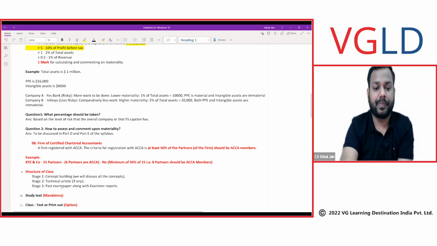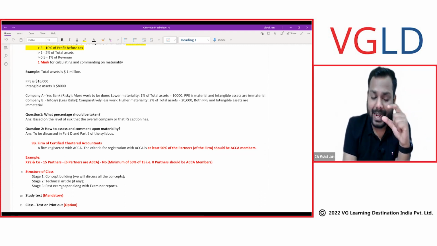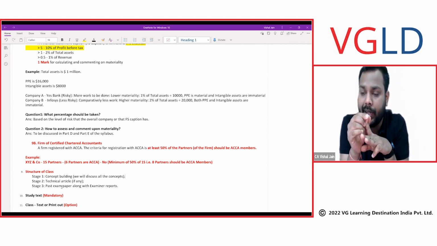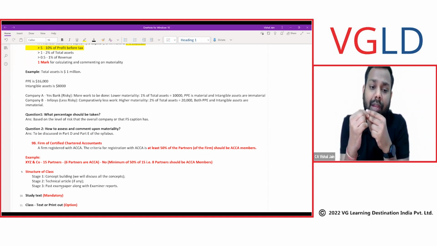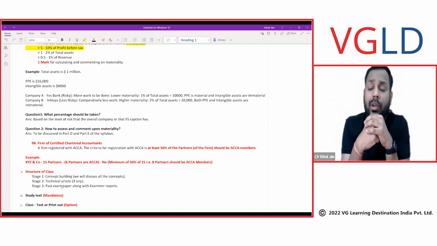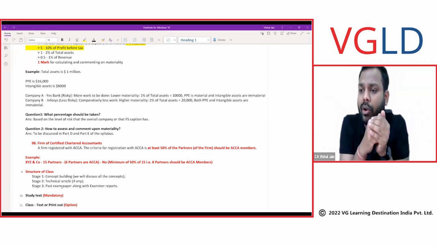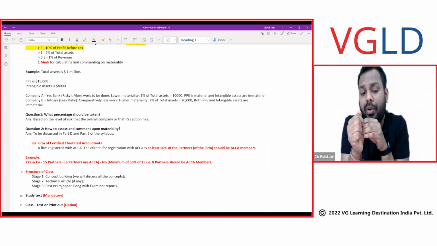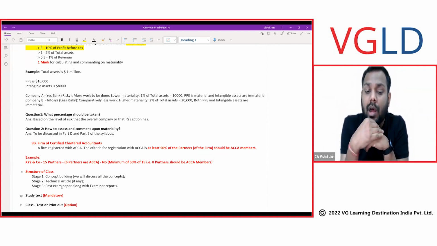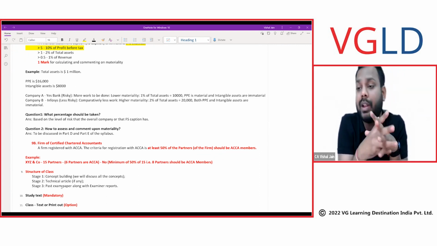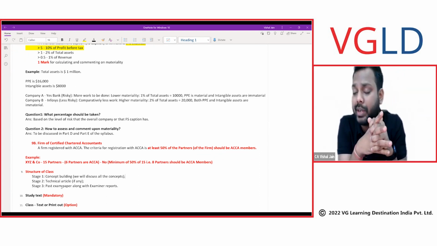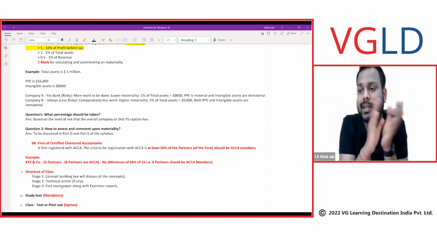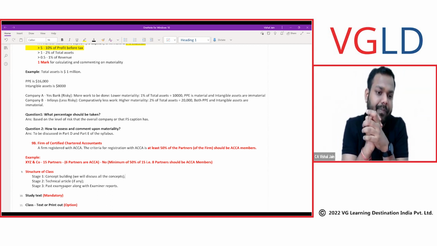Now, the structure of our class. As I've already discussed, we'll be dividing every topic of our classes into three parts. One will be concept building. Second will be technical articles, if there are any, because there are chapters which don't have any technical articles, like the money laundering chapter that we are going to discuss today. Stage three is past exam papers. We'll be discussing questions from past exam papers along with their examiner reports, if those are available on the platform. If there are any important points given in the examiner reports, I will extract them and discuss them in the class. Now, understand.